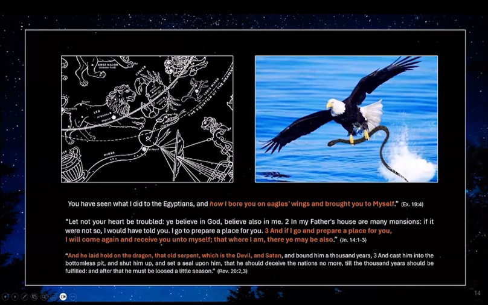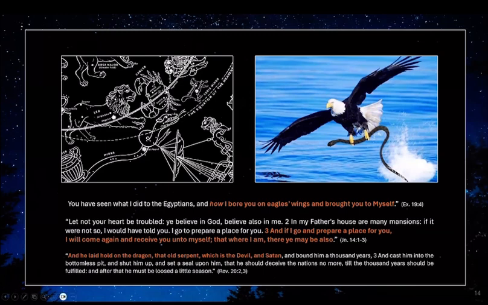Okay, we read those verses earlier. And then also the symbolism, what happens when he comes? When the Messiah comes back, besides gathering his people together and shielding them and protecting them and all of that, he also does this. And he laid hold on the dragon, that old serpent, which is the devil and Satan, and bound him 1,000 years and cast him into the bottomless pit and shut him up and set a seal upon him that he should deceive the nations no more till the 1,000 years should be fulfilled. And after that, he must be loosed a little season.